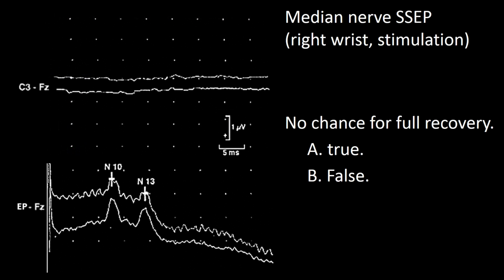Next question. Take a few seconds to look at this frame and choose the correct answer. The question is whether you feel after looking at this frame that there is no chance for full recovery. A true, B false. This recording was obtained on a comatose patient with carbamazepine levels of 81 microgram per ml, normal being 2 to 8 microgram per ml. As you can see, the scalp potentials show no activity, whereas those obtained from the ear point show good activity.